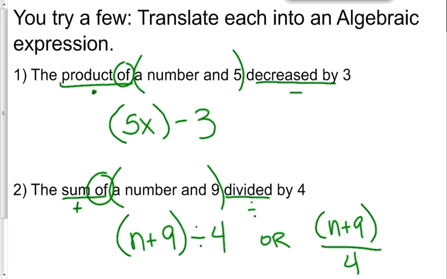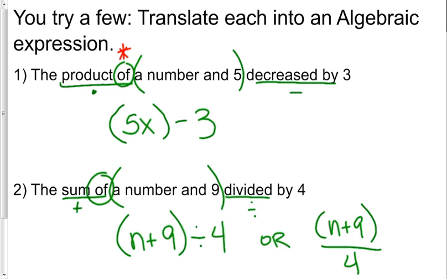All right, for number 1, we had the product of a number and 5 decreased by 3. Remember that product is telling us to multiply. We see this keyword of, the product of. So that's telling us to use parentheses, the product of a number and 5. So we put 5x in the parentheses. Decreased by 3, decreased means subtract. So 5x minus 3.